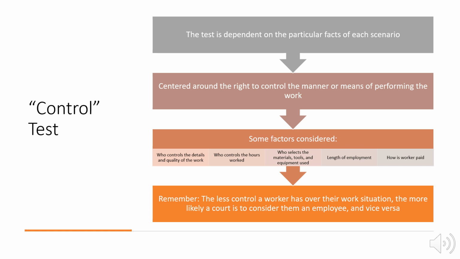Whereas if the employer is found to have more control, it is likely the worker will be treated as an employee. Now on the screen are some factors that the courts consider when making the determination between independent contractor and an employee, but it is important to note that this is not a complete list, and that no one factor is dispositive of determining whether a worker is an employee or an independent contractor.